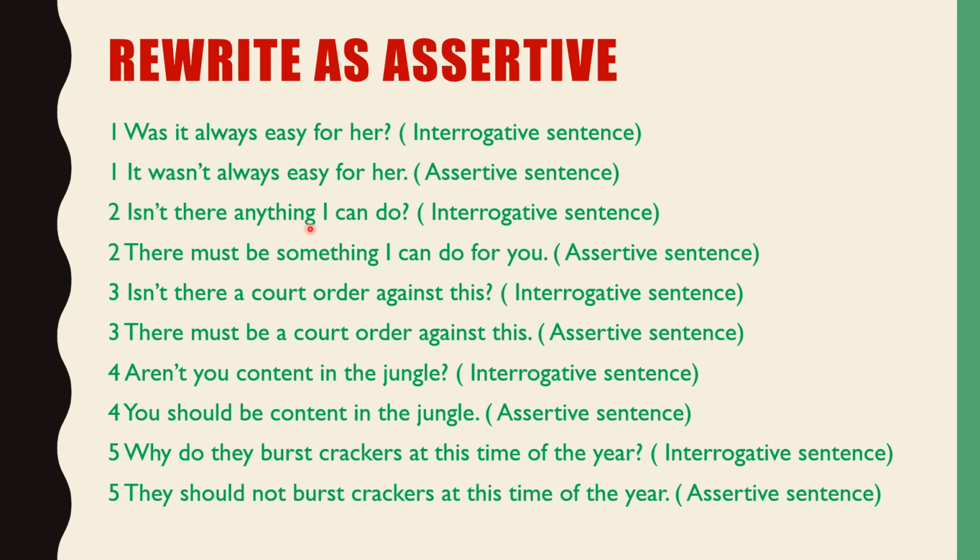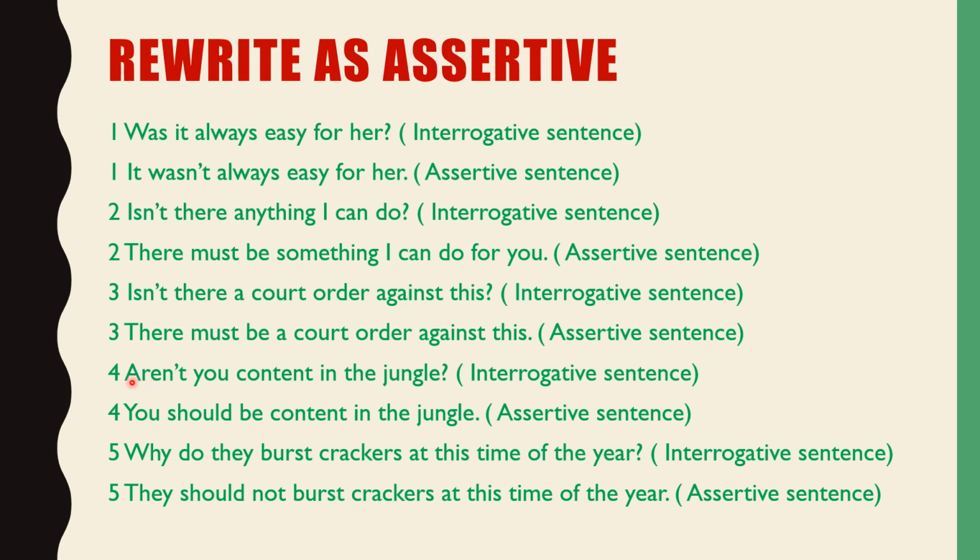Next, isn't there anything I can do? Interrogative sentence. The answer is, there must be something I can do for you. That's the assertive sentence. The third example, isn't there a court order against this? This is an interrogative sentence. So you will write, there must be a court order against this. This is an assertive sentence.